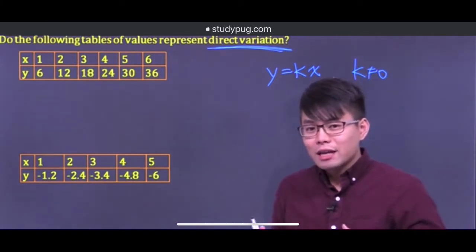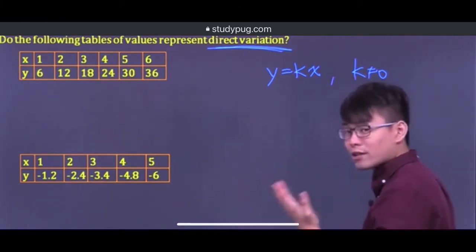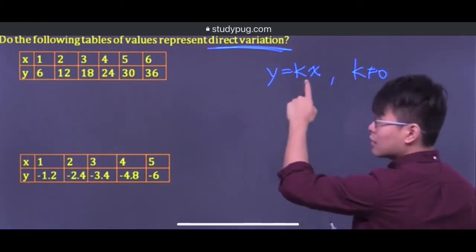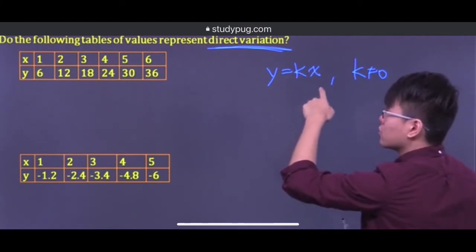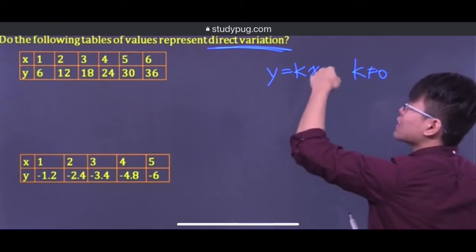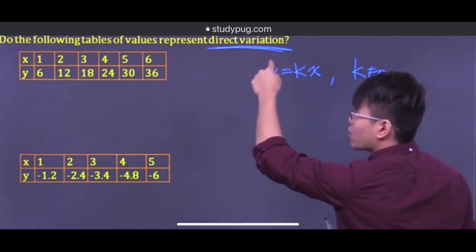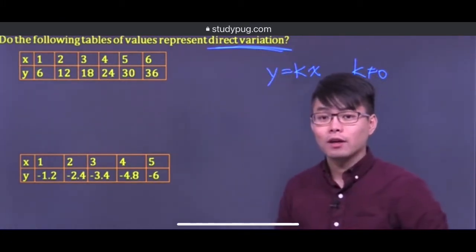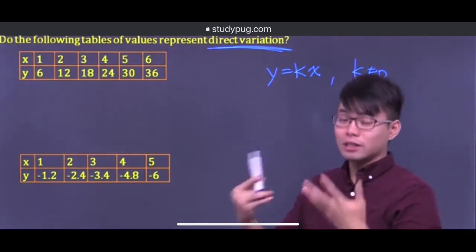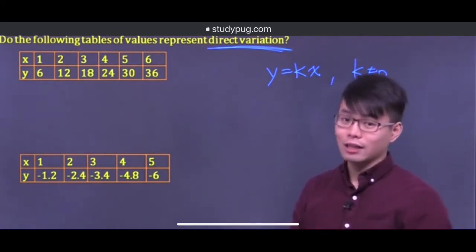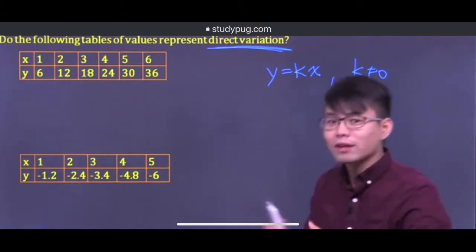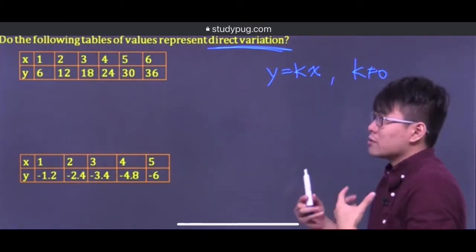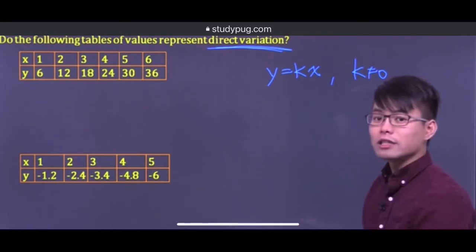It's the same as asking, is there a constant k that can be multiplied to our x values of the table to get their corresponding y values? Does such a k constant even exist? That's our main question here. So how do we find this k constant? How can we tell that such a k constant exists?